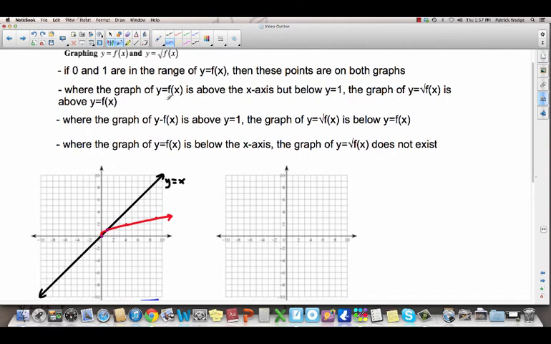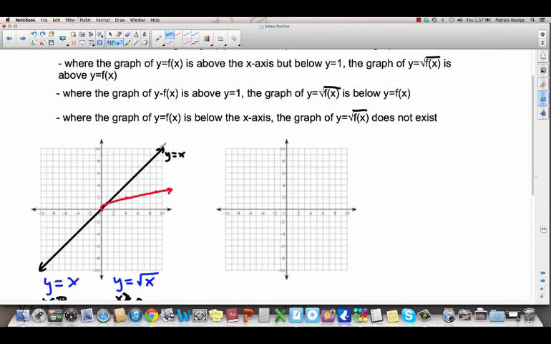Second point, where the graph of y equals f(x) is above the x-axis but below y equals 1, the graph of, I hate this. This sign should go all the way over. The graph of the square root of f(x) is above y equals f(x). What are we saying there? We're saying that between where y equals 0, so that's this line here, the x-intercept, and where y equals 1, in between that area, the square root function should be higher than the function.